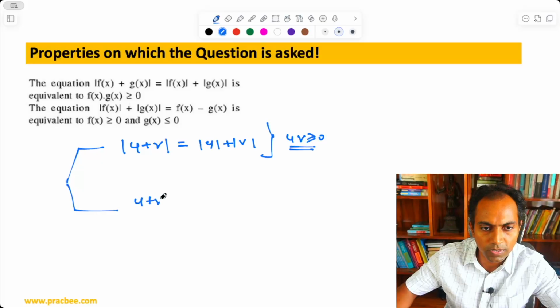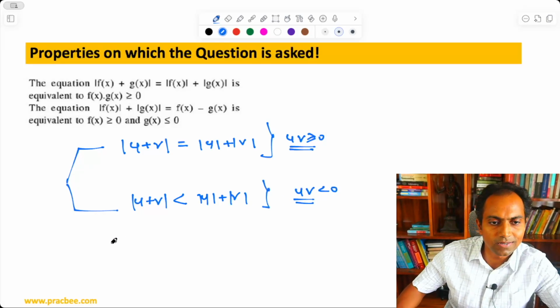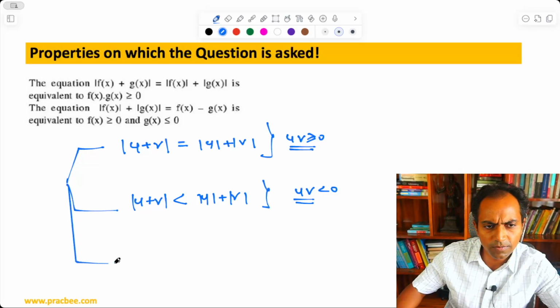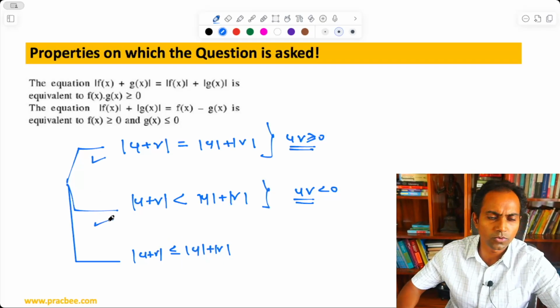Sometimes |u + v| would be smaller than |u| + |v|. This will only happen if u and v have opposite sign. So, u into v is smaller than 0. And in general, you can always write |u + v| is smaller than or equal to |u| + |v|, but this we are never going to use when solving questions. These first two things are the things that we are going to use while solving questions.